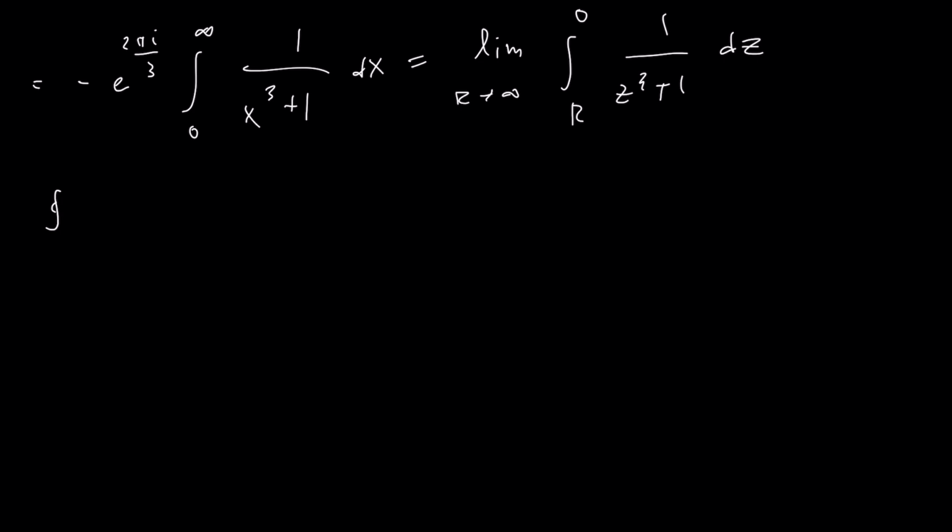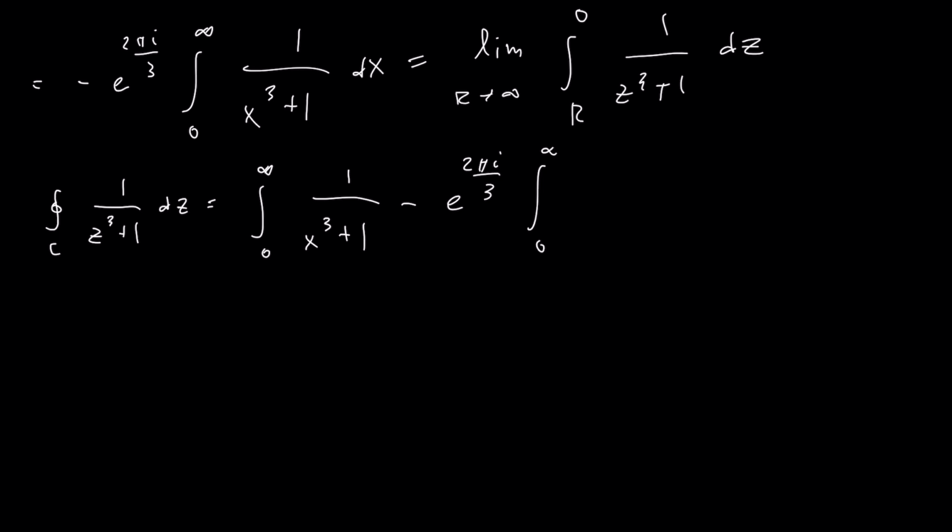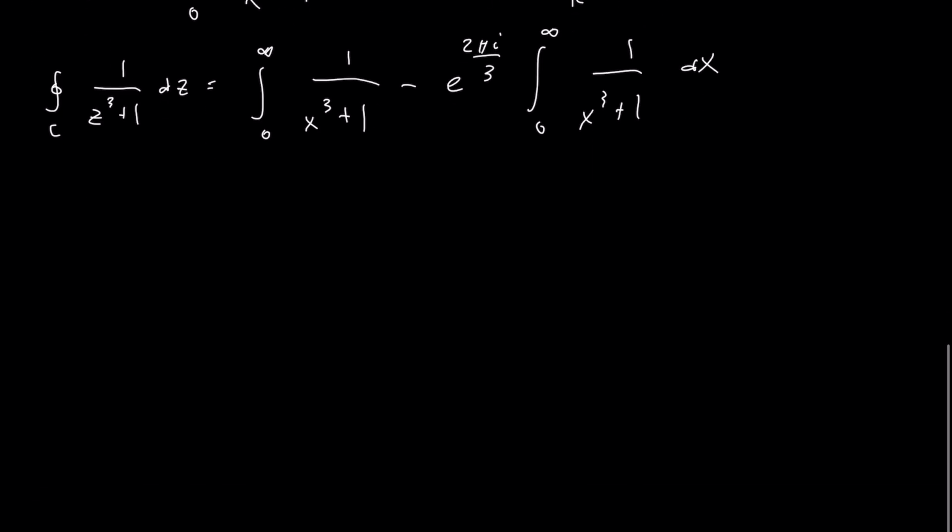So we have the integral over this contour of 1 over z cubed plus 1 dz is the integral from 0 to infinity of 1 over x cubed plus 1. Then we're going to have a minus e to 2 pi i over 3 times the integral from 0 to infinity 1 over x cubed plus 1 dx. Factoring out the integral, we have the integral from 0 to infinity of 1 over x cubed plus 1 dx times 1 minus e to 2 pi i over 3.